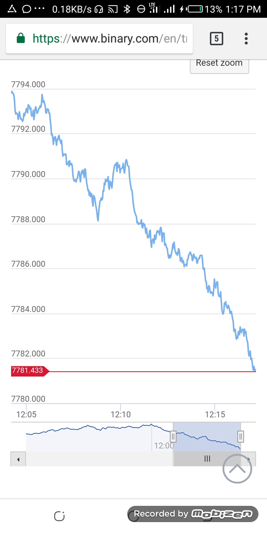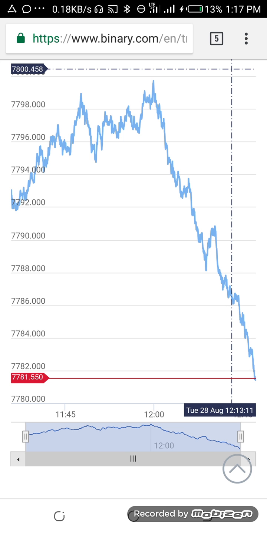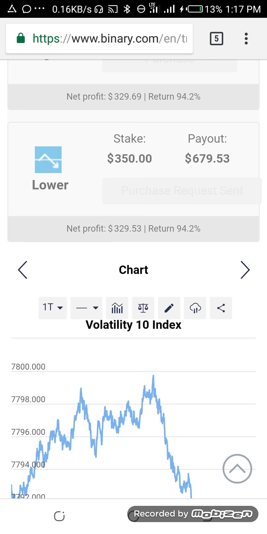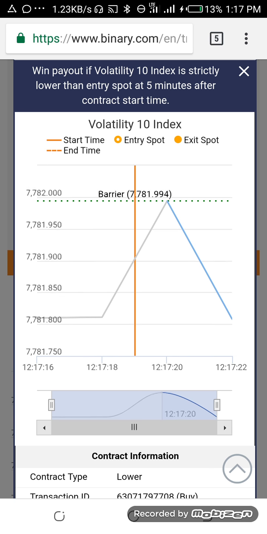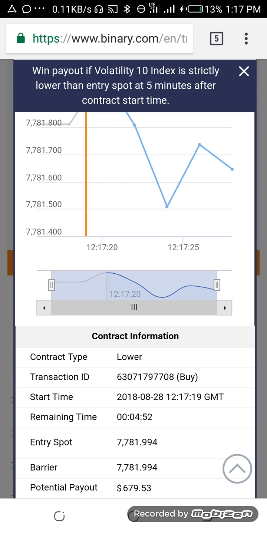Since it's not bouncing, let me reset this. Okay, it's still going down, so I'll flow with the down. I wanted to do another trade for up so that you get to see that you can do it in both directions, but the market is stronger going down.